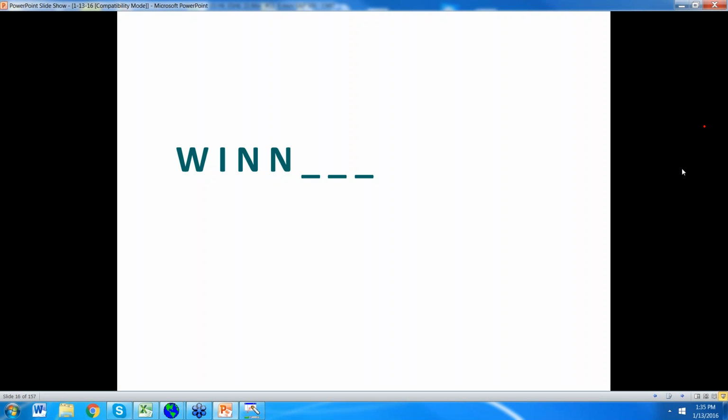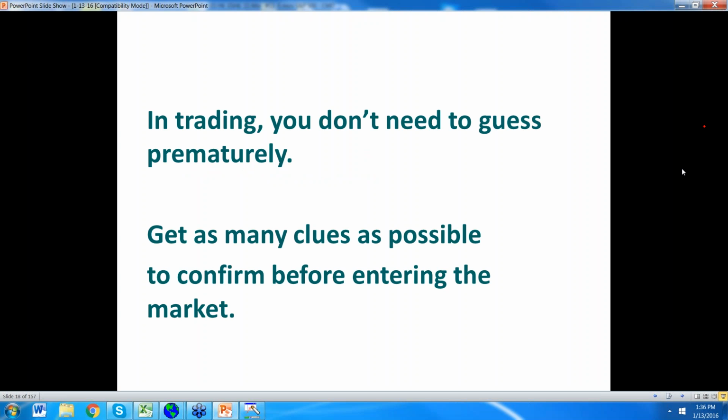Okay, as you wait for more and more letters to come in, now you know basically what that word is as more and more letters come in. That's what we're going to do in trading. We want pieces of a puzzle to come in and show up before we enter the market. So in trading, you don't need to guess prematurely. Get as many clues as possible to confirm before entering the market.